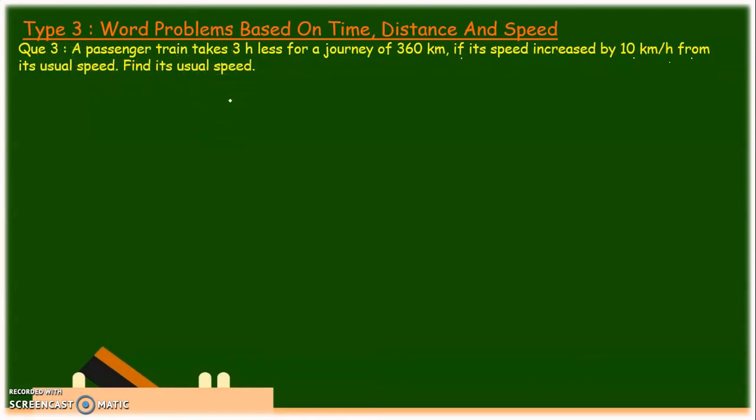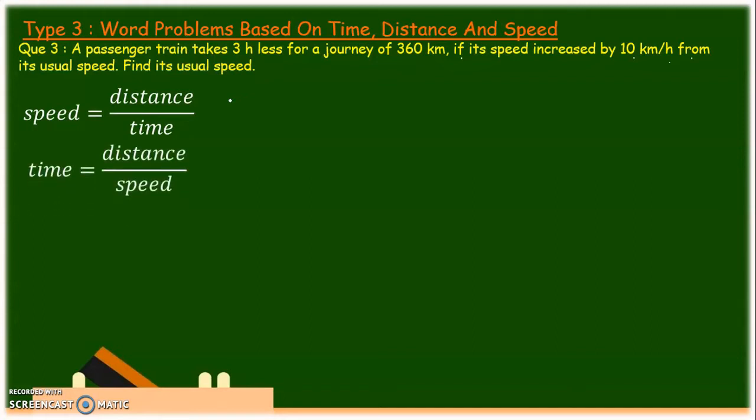So whenever you come across problems based on time, distance and speed, we will use the formula, that is speed equal to distance upon time, or we can write time equal to distance divided by speed. So this is the formula we will use here. Let's take the usual speed of the train as x kilometer per hour, and the distance covered by the train is 360 km.